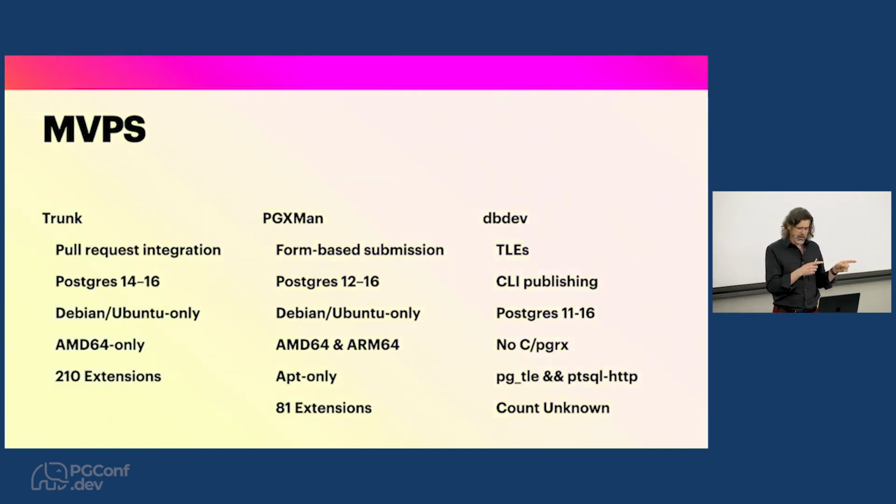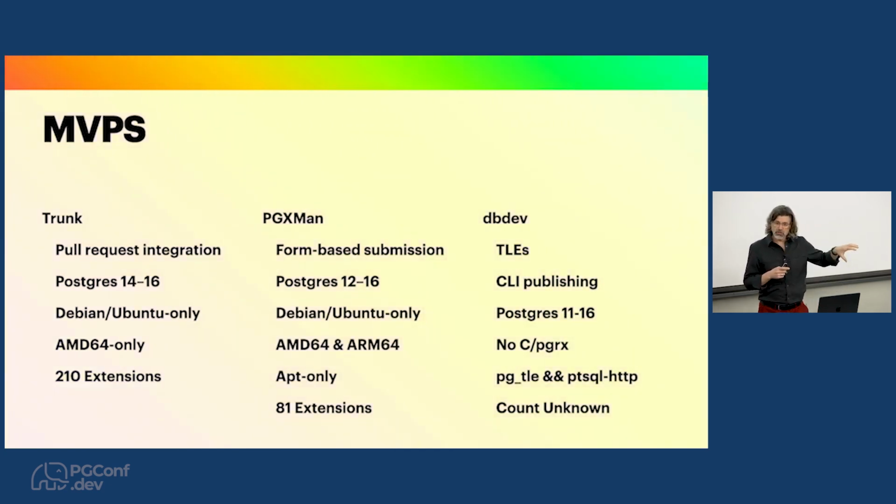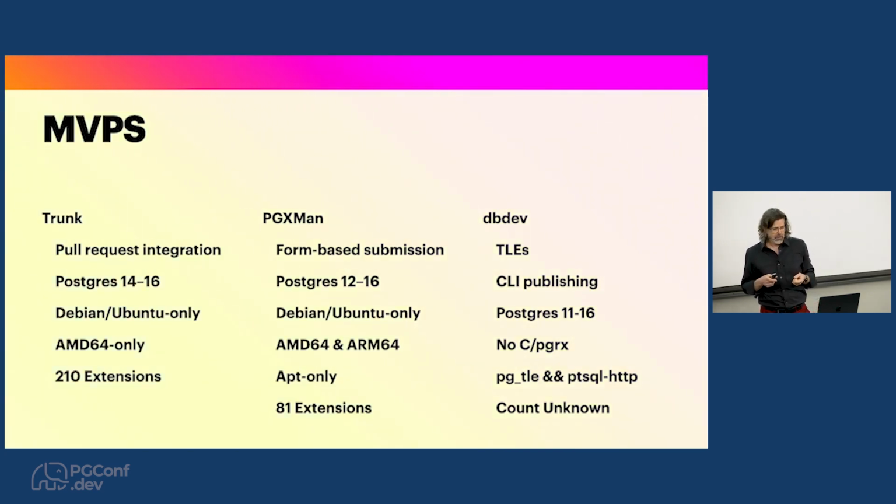An interesting thing about Trunk is that their packaging is not packaging specific. It's just the binaries are in there and it knows where to put them thanks to pg_config. PGXMan is like, we're basing it on the community apt repository, and these are things we're layering on top. They currently have, by the count that I could figure out on their website, 81 extensions.